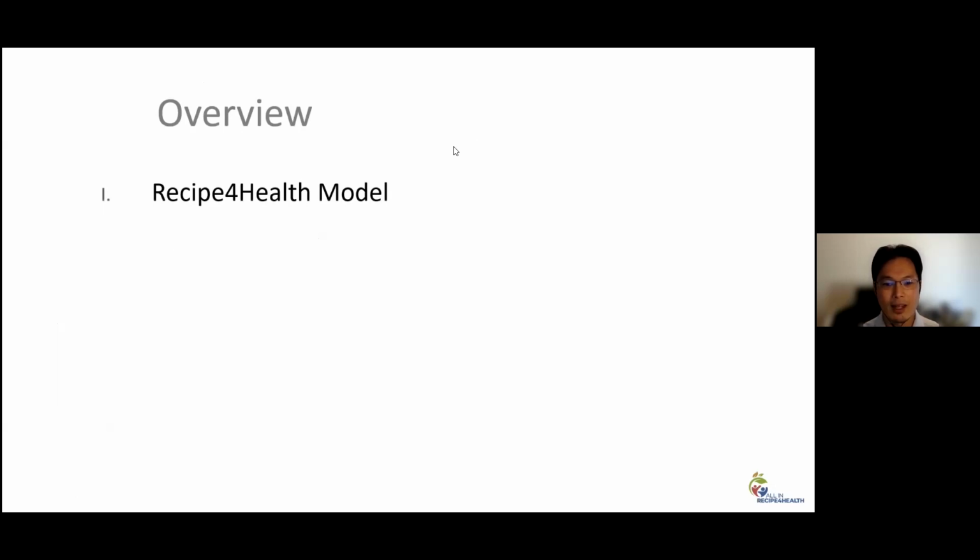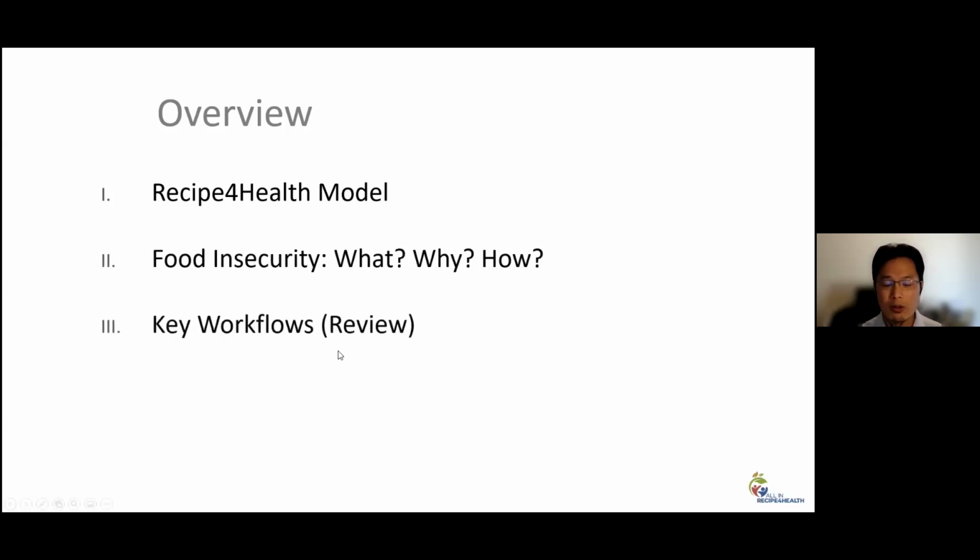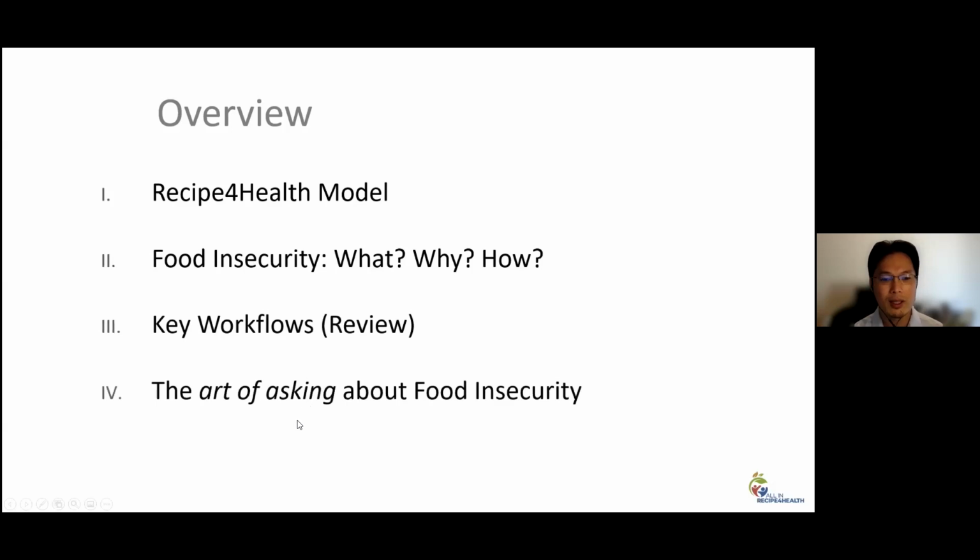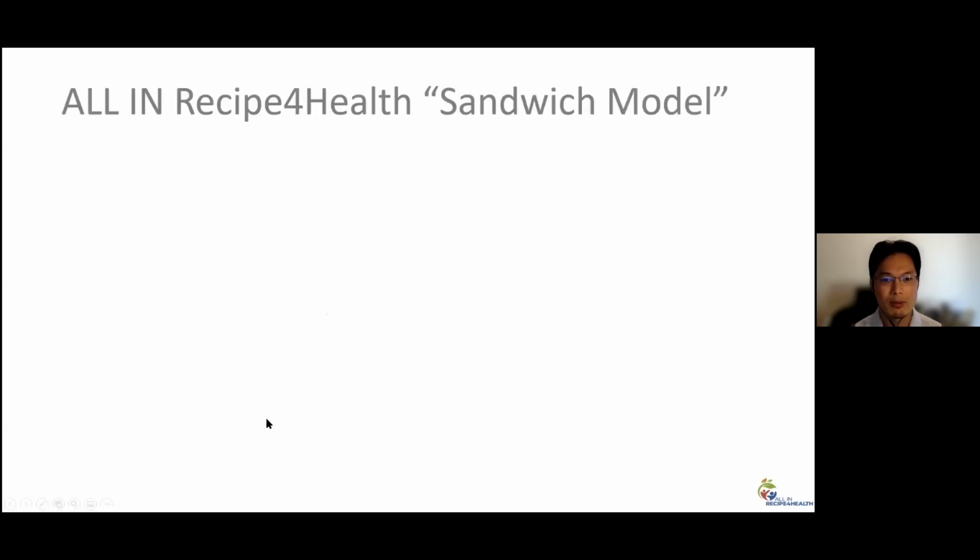Okay, fantastic. So the brief review of the recipe for health model. Food insecurity, the what, the why, the how. Key workflows also should be reviewed because we did this January 19th, but I think repetition can be helpful. And then certainly this is the key piece, the art of asking about food insecurity so you're not triggering patients. So we're going to jump in with the recipe for health model.